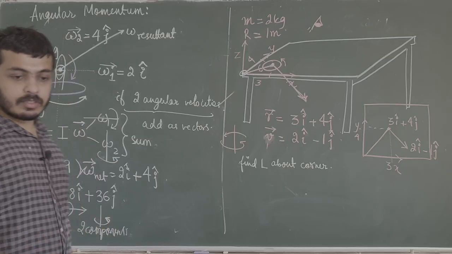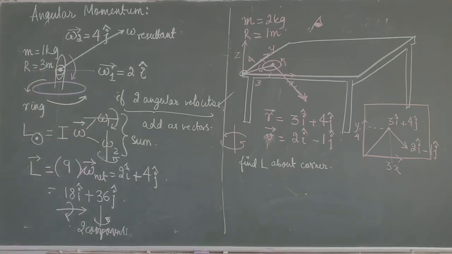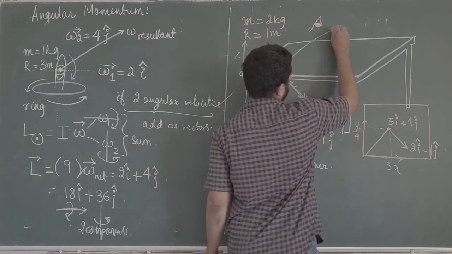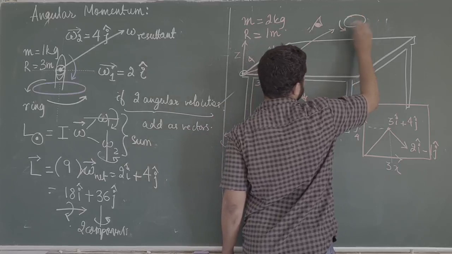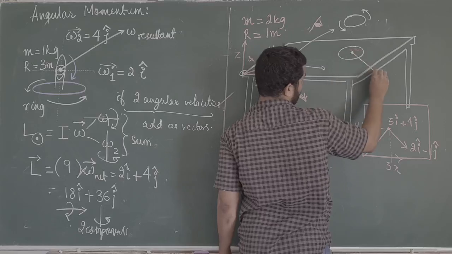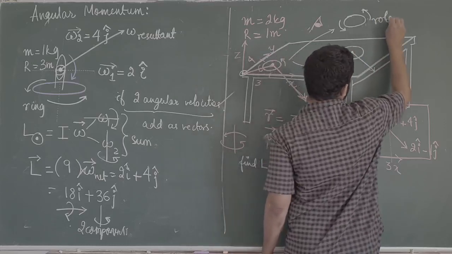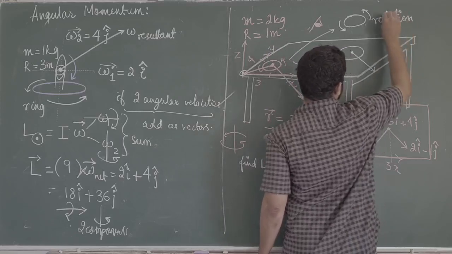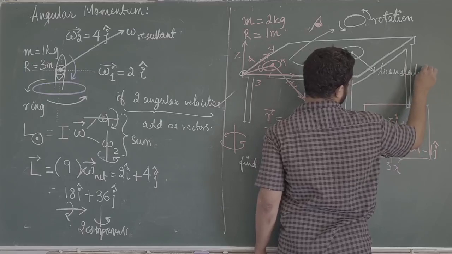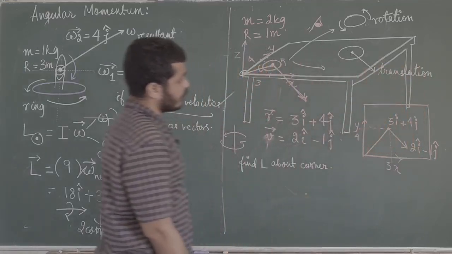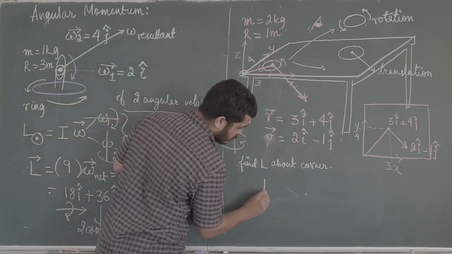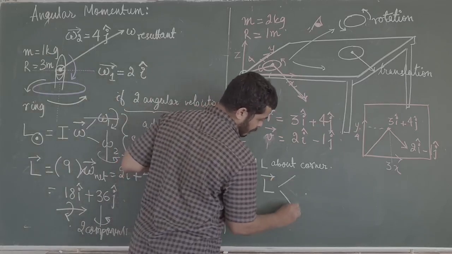In this case, there are two different kinds of motion. There is the rotational motion: the disc is rotating. In addition to that, the disc is translating in a particular direction. So there is rotation as well as translation. Whenever you have rotation as well as translation, the angular momentum is the sum of both. You will have some L vector because of translation.